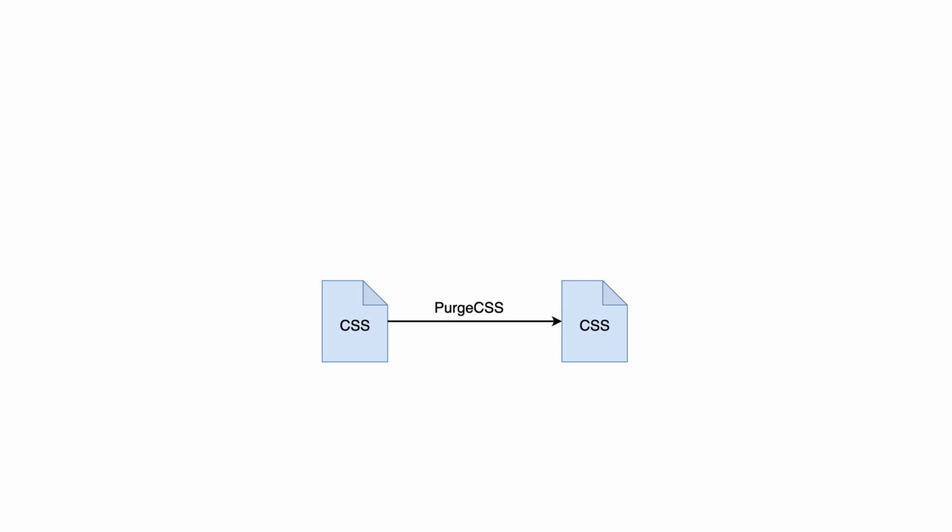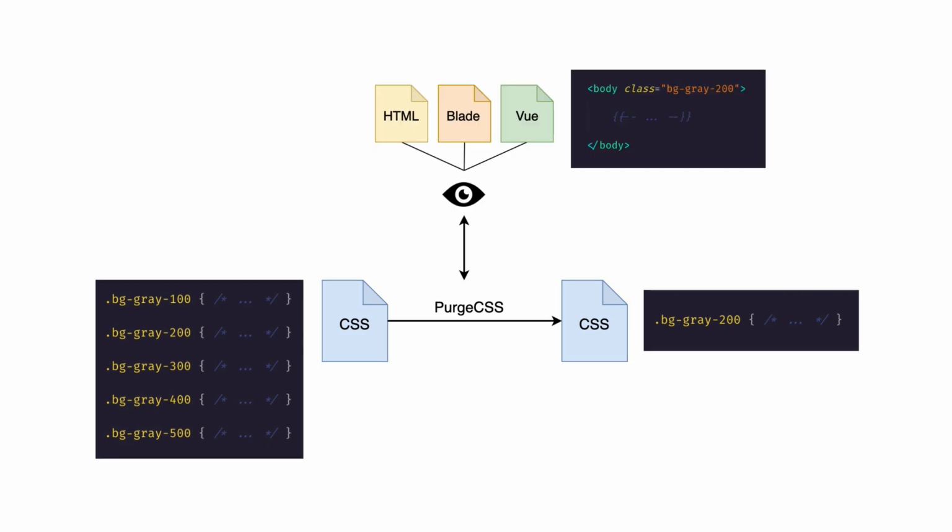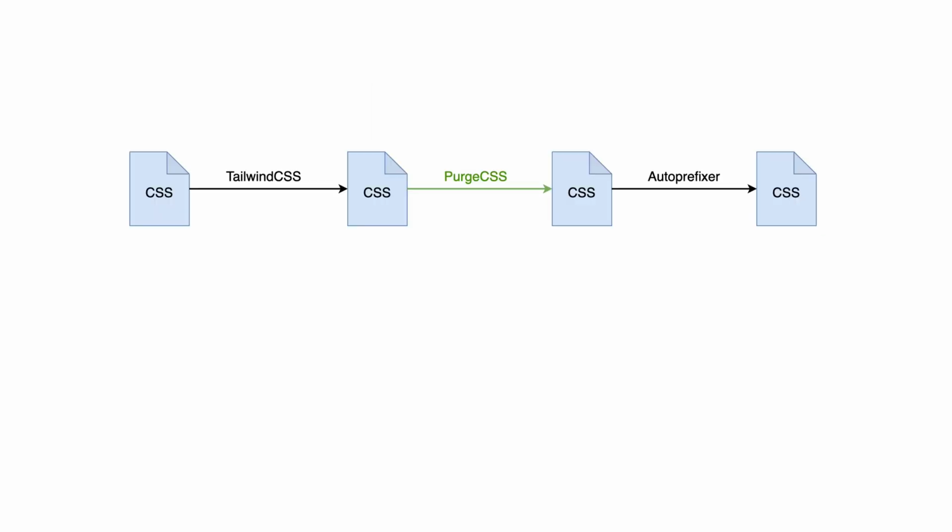For our last setup video, we're going to install PurgeCSS. PurgeCSS is another post-processor that removes any CSS classes that we're not using. And the way it knows that we're using a CSS rule or not is by observing our blade files or Vue.js components. So we're going to add PurgeCSS in between Tailwind CSS and Autoprefixer. But that's going to be only for production.